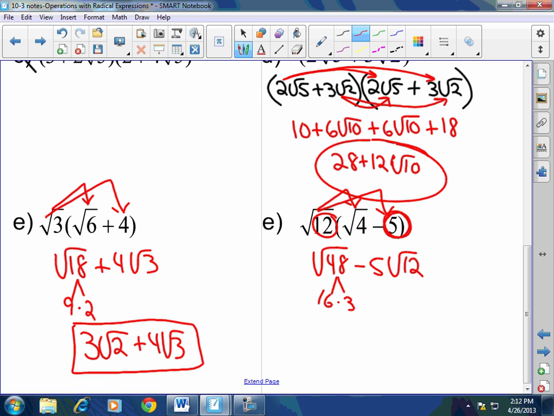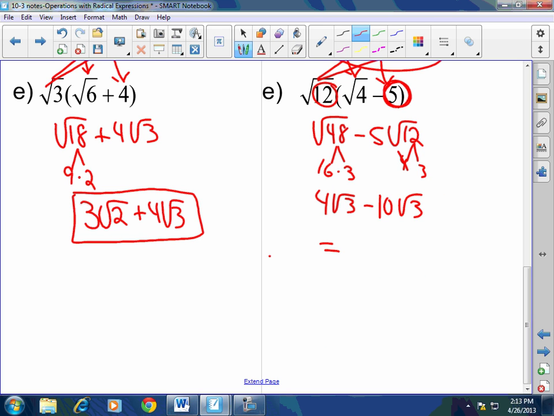What's the square root of 16? 4 square root of 3 minus, what is this here? 12 breaks up into 4 times 3. What's the square root of 4? What's 2 times 5? 10 square root of 3. So what's my answer here?